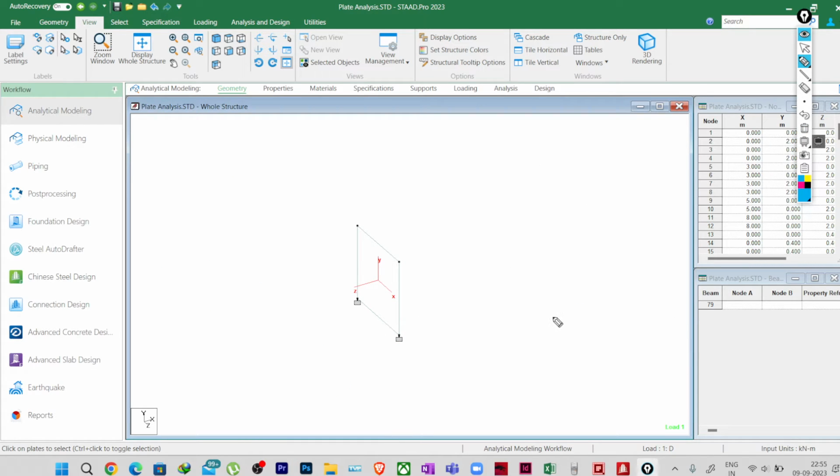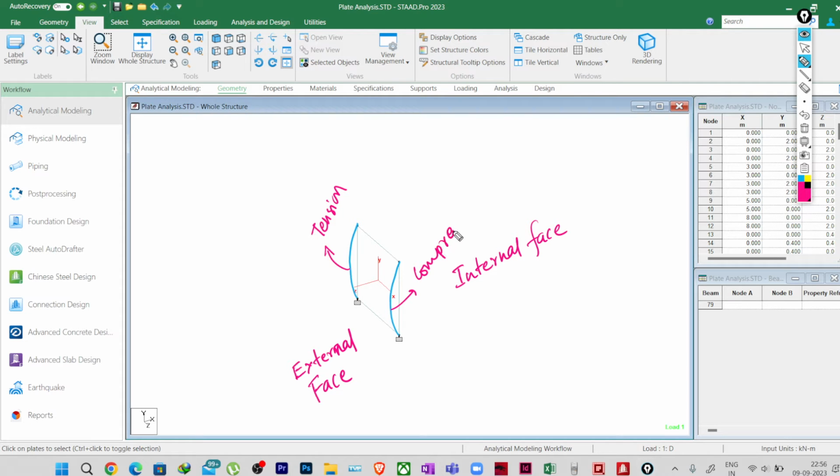Okay, so now you can see here, if the plate bends like this, and if I say this is my external face, and this is my internal face, and the plate is bending like this, that means this face is under tension and this face is under compression. Now can you tell me what is the sign convention for this?